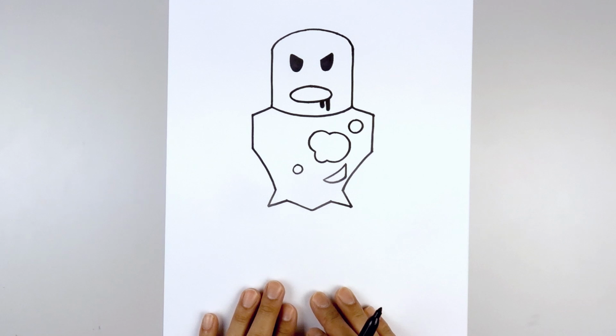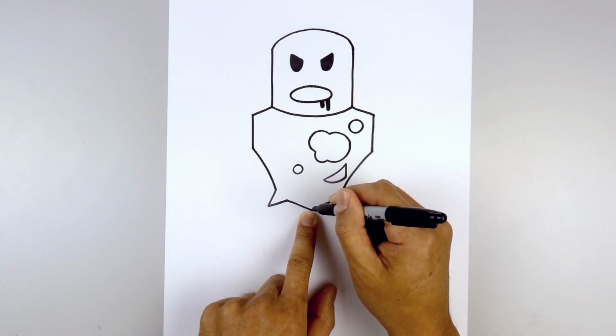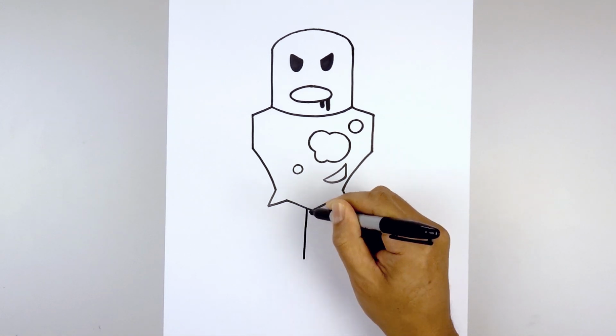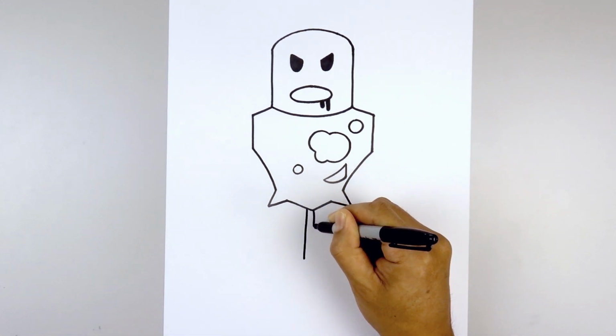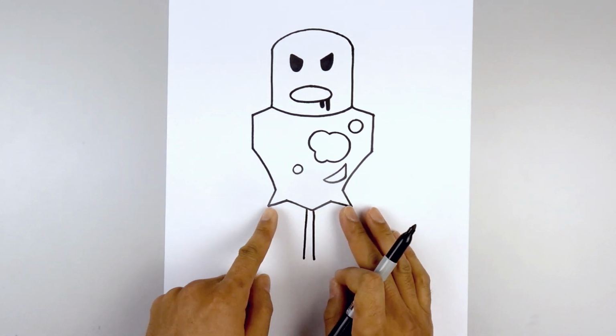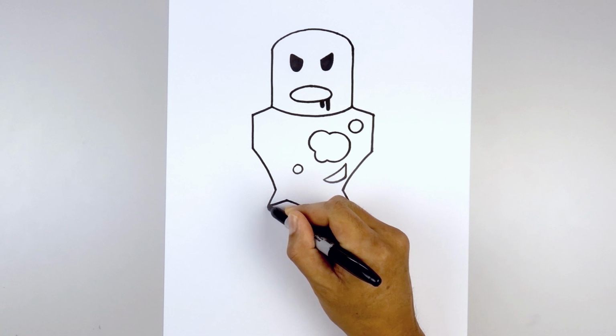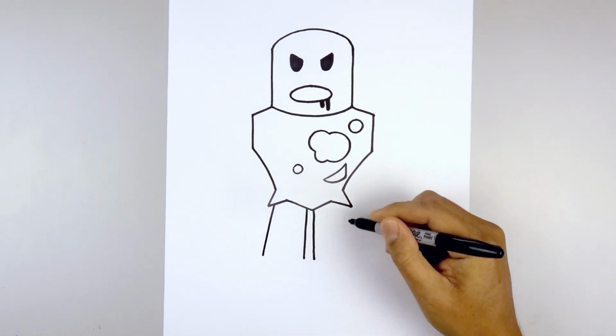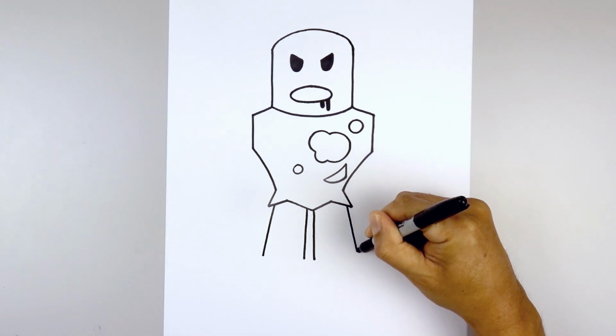Now let's continue working down with the legs. In the center, underneath the shirt, we're going to leave a small gap. On the left side, we're going to draw a straight line coming down. Move over towards the right and do the same thing. Now let's move out and draw on the side of the leg. From the bottom corner of the shirt, we're going to step in, we're going to angle down and then out. And we'll do the same thing on the right.